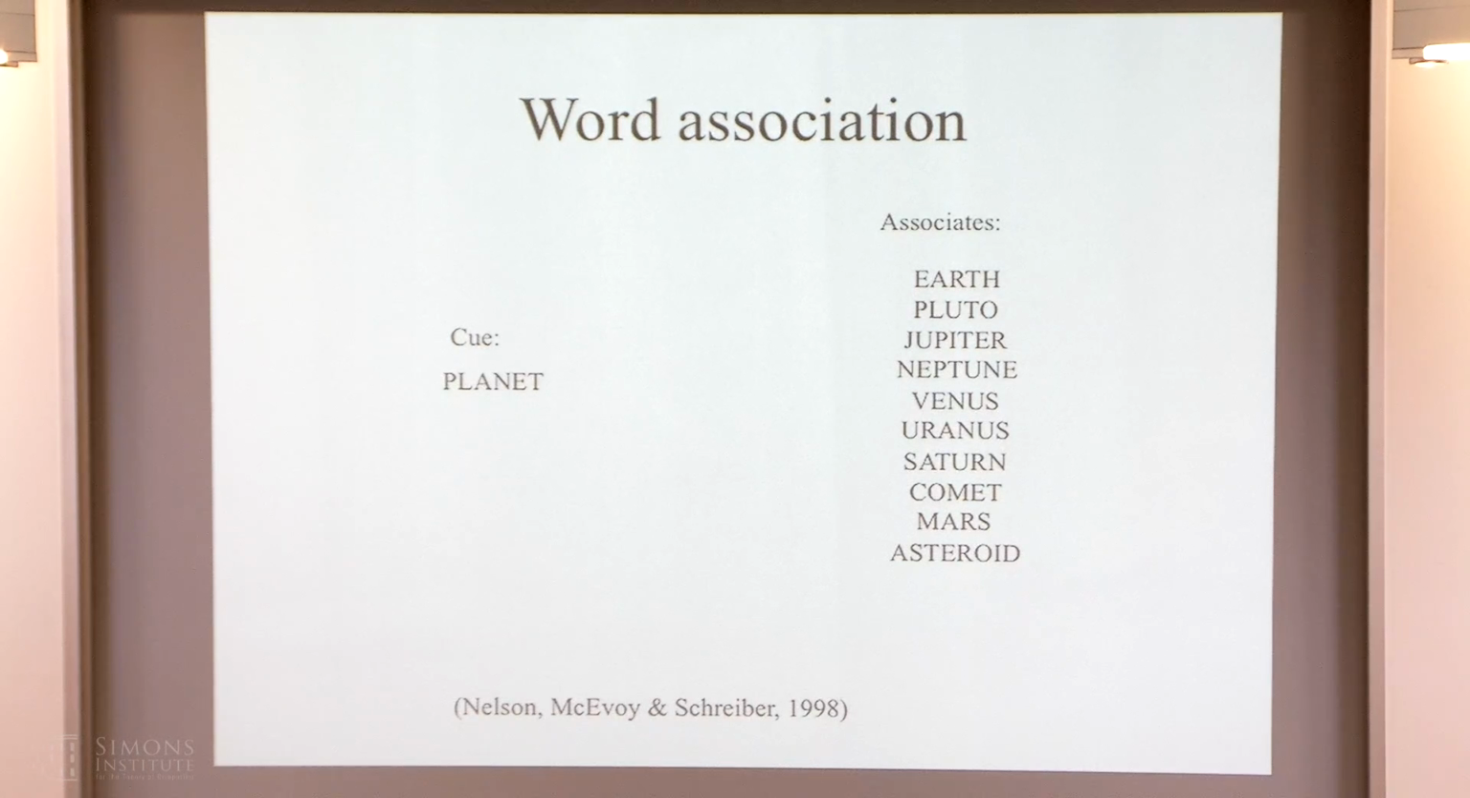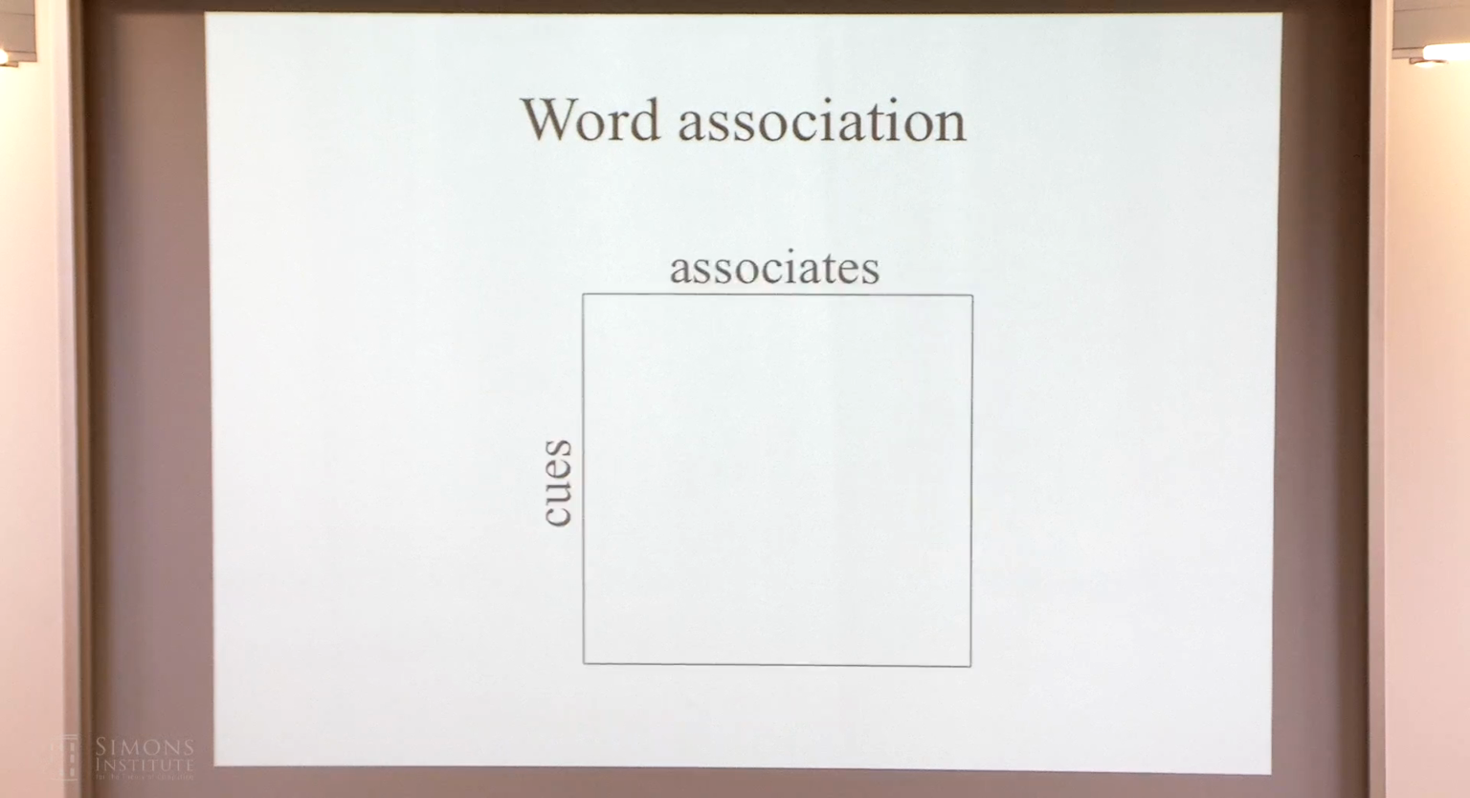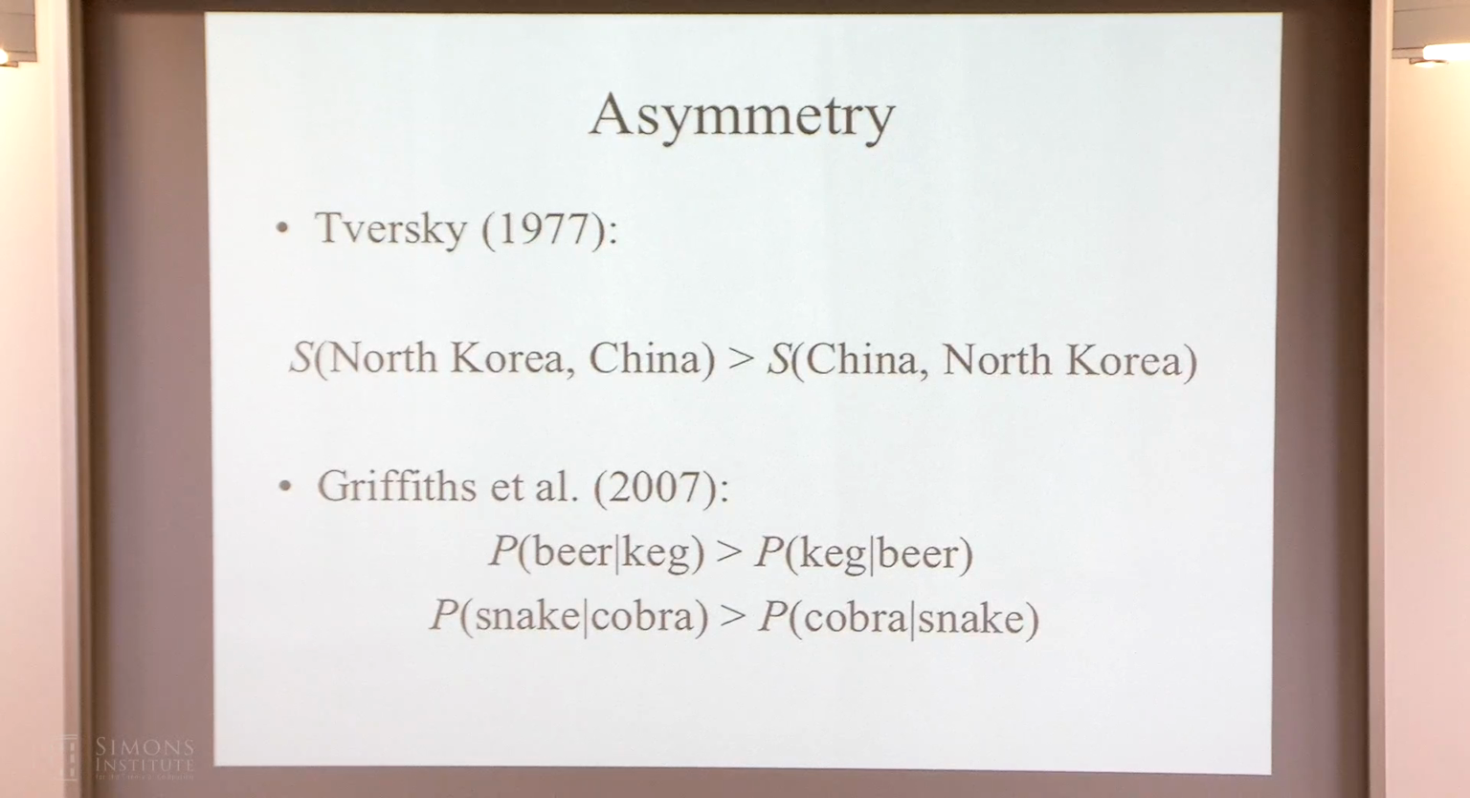This particular set of norms has about 5,000 words that were generated by giving people a word as a cue. Then those people would generate associates, and any word that appeared at least twice as an associate would be fed back as a cue, and so you end up with this big square matrix of cue and associate relationships. Then we can look at the properties that appear in that matrix, and you see asymmetries. For example, people are much more likely, again, undergraduates, to say beer, having seen the word keg, than they are to say keg, given the word beer, or snake given cobra, than cobra given snake, and so on. And these asymmetries abound in these data.